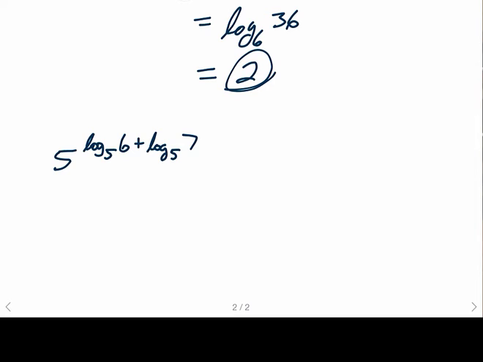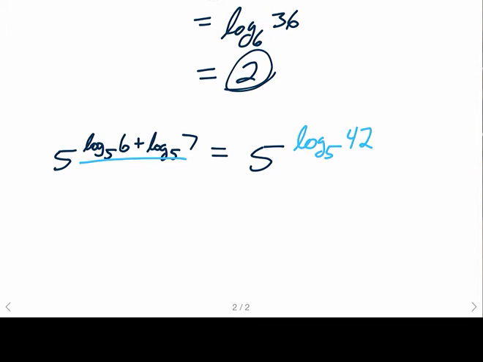Next, we're looking at 5 to the log base 5 of 6 plus the log base 5 of 7. First, what I want you to do is apply a property that you know to the exponent, and then see if you can finish this off. So pause the video and do that.